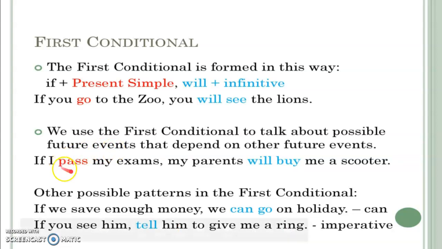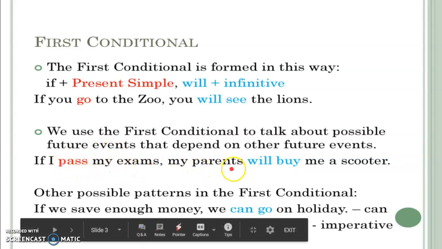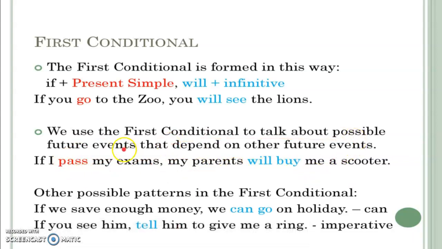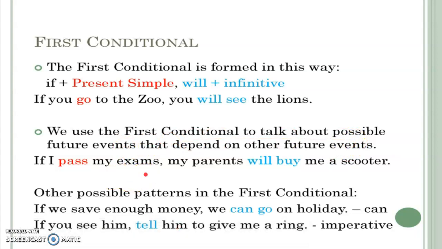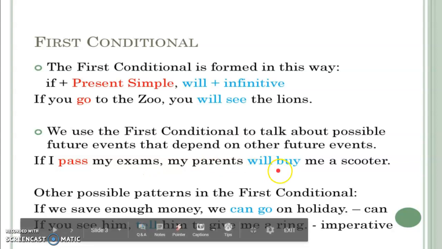طيب example تاني, if I pass my exams my parents will buy me a scooter. يبقى أنا بتكلم على possible future events you're not sure yet. بتتكلم على حاجة that could happen in the future. زي ما تسأل واحد وتقول له what will happen if you pass your exams. تمام؟ أو if I pass my exams my parents will do what? Will buy me a scooter.